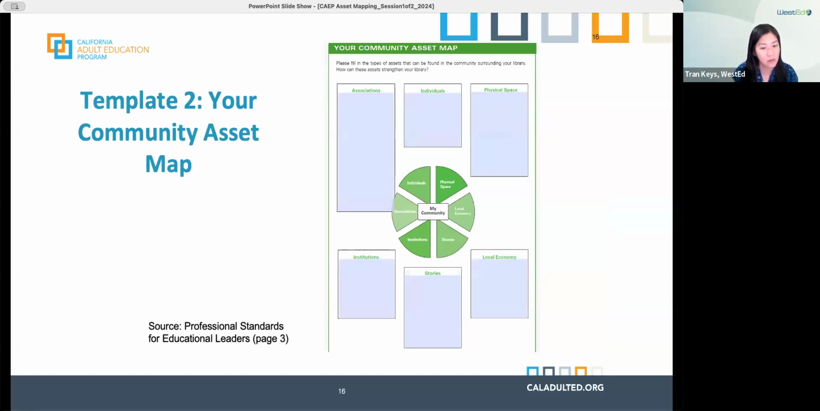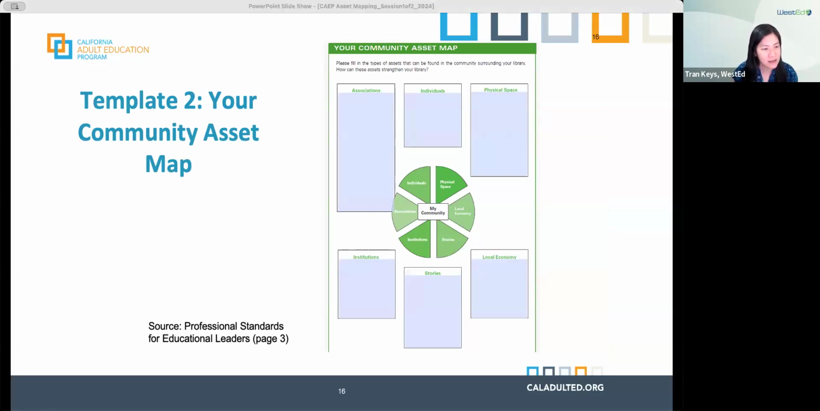Another one is, and this is the one we'll focus on tomorrow, Friday, which is another template, and it's called just your community asset map. It's a blank template that, again, it's editable, right? You enter in as you meet and talk.